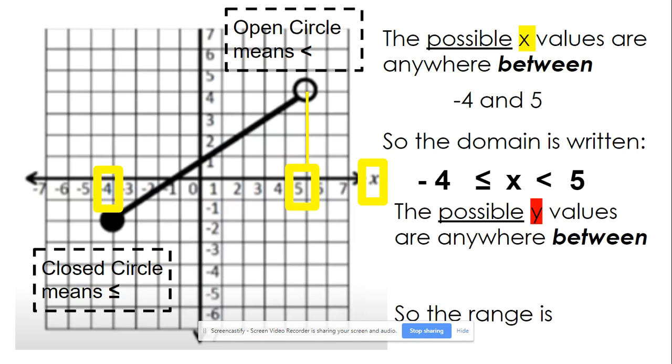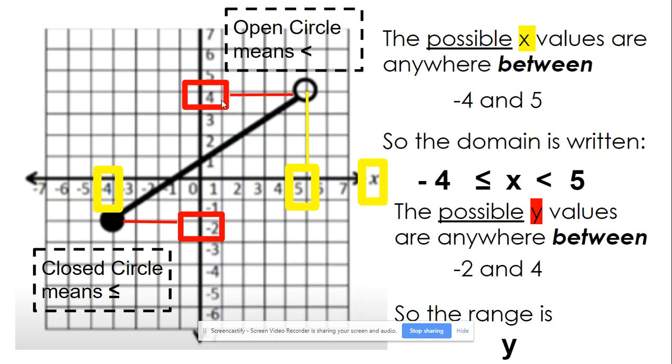Okay, so again, the range is the possible y values. You read that from bottom to the top. So you have -2 and +4. Your range is anywhere between these two values.